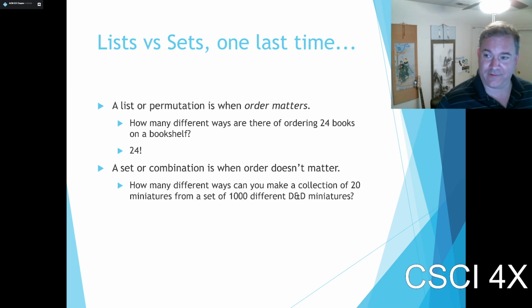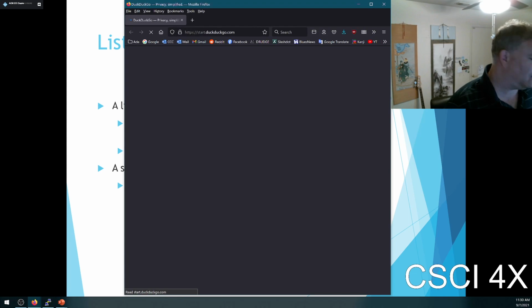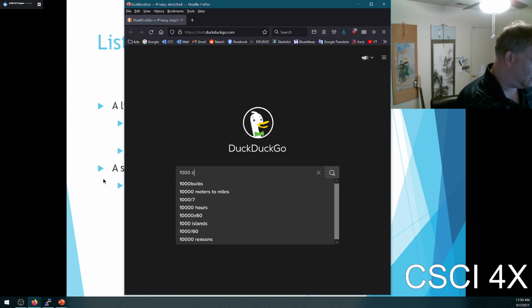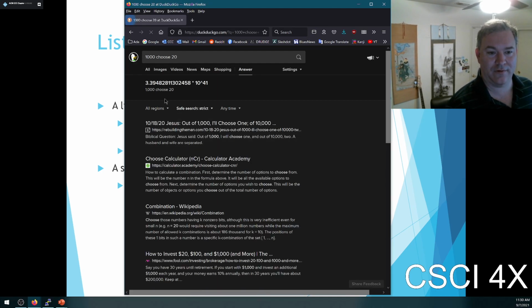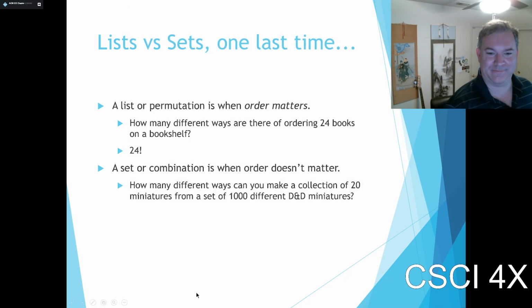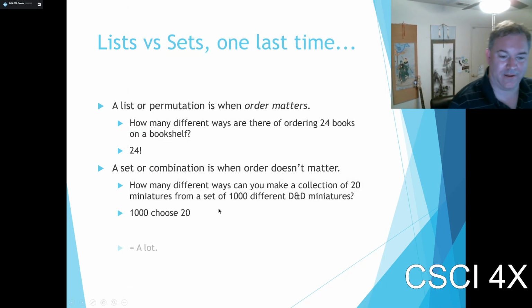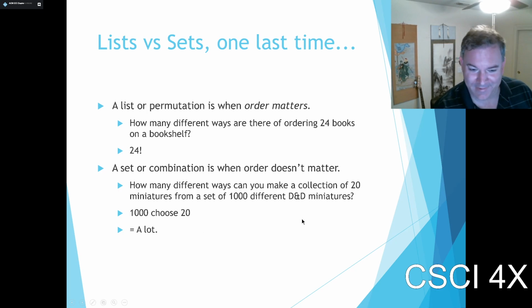So you've got 1,000 different miniatures, and you're picking 20 of them. The order doesn't matter. They're either going to be in your display case or not. I don't know, I'd play that too. It sounds pretty fun. So in that case, it would be 1,000 choose 20, which is some large number. Okay. All right. Which is a lot.